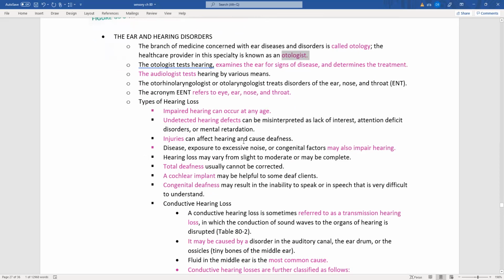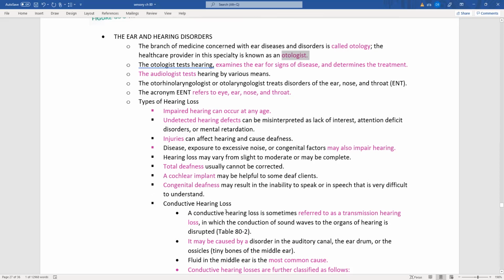Injuries can affect hearing and cause deafness. Disease, exposure to excessive noise, or congenital factors may also impair hearing. Hearing loss may vary from slight to moderate or may be complete. Total deafness usually cannot be corrected, so a cochlear implant may be helpful to some deaf clients. Congenital deafness may result in the inability to speak or in speech that is very difficult to understand.